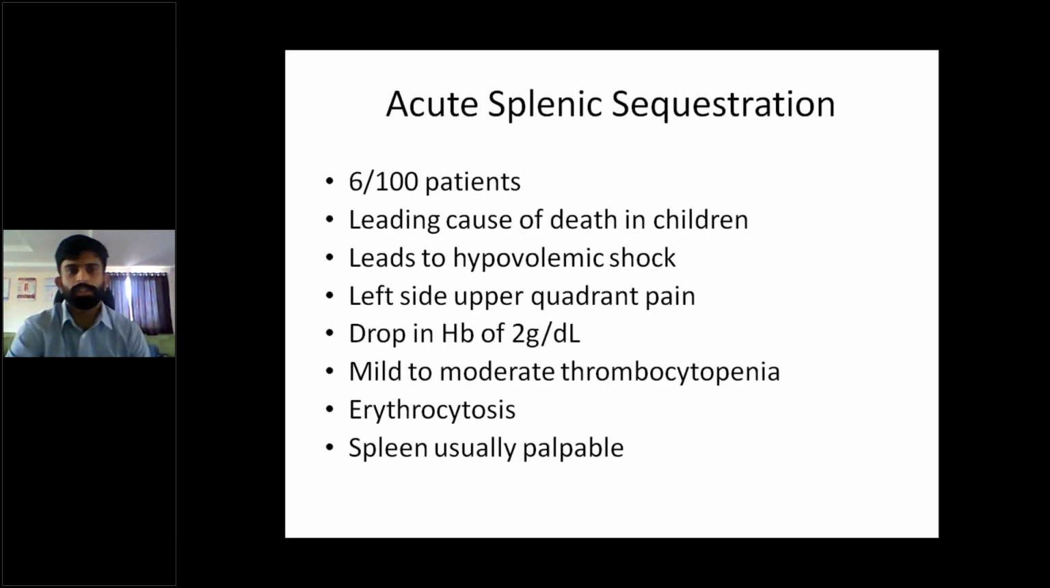Acute splenic sequestration is seen in 6 out of 100 patients, so it's very common. This is the leading cause of death in children with sickle cell anemia. It leads to hypovolemic shock. There's left upper quadrant pain, a drop in hemoglobin of 2 grams per deciliter, mild to moderate thrombocytopenia, erythrocytosis, and the spleen is usually palpable.